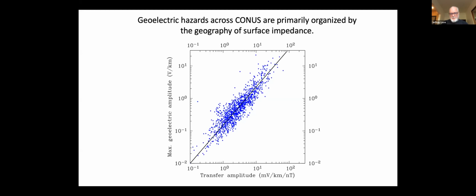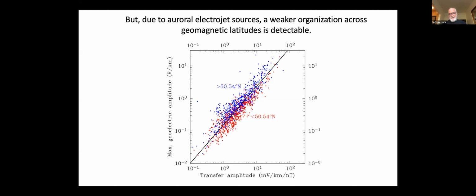Now, what about the space weather currents? Well, same plot here, except that now I'm dividing the data set into 2 parts. One is the part that is of lowish geomagnetic latitude, less than 50 degrees north, and another part that's higher than 50 degrees north geomagnetic latitude. And there we have it. We have this very nice kind of dichotomy of data, and it shows the effect of the overhead current systems on the organization of the geoelectric hazards. It's not as strong of an effect as impedance, but it is certainly detectable.